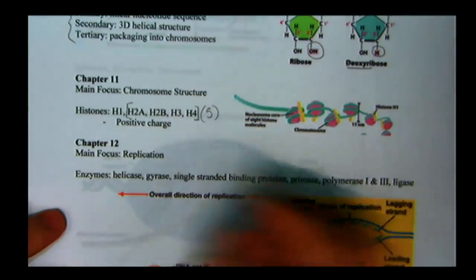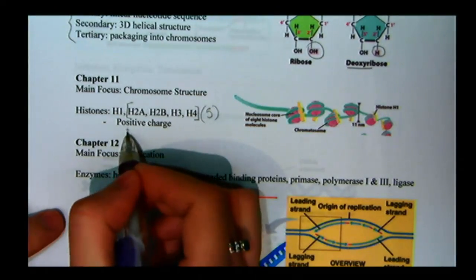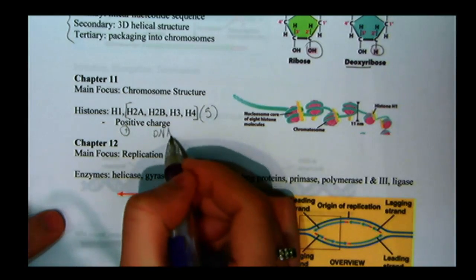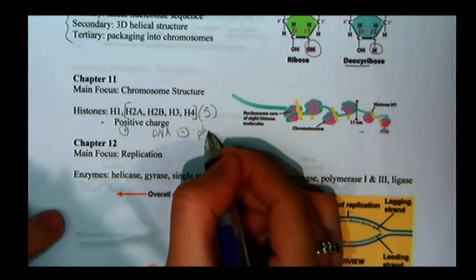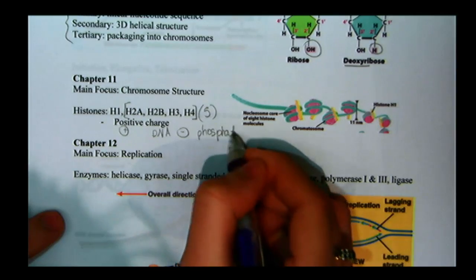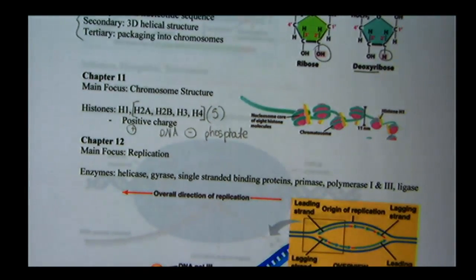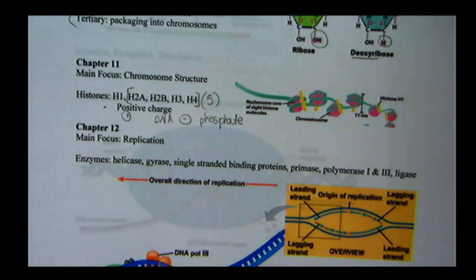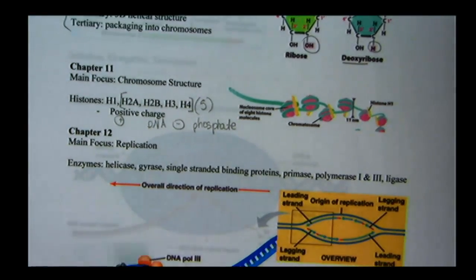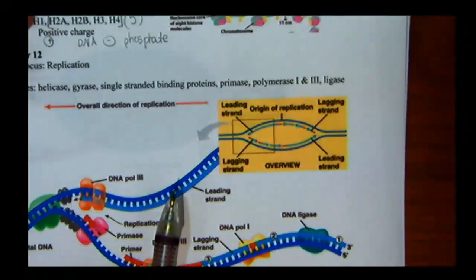And then chapter 12, replication. If you memorize and understand what you can't see right now, this structure, this diagram, then you should be good to go for DNA replication. Know your leading and lagging strands. I list all of the enzymes that you should know. Know what happens when they are working. Know what happens when they're not working.